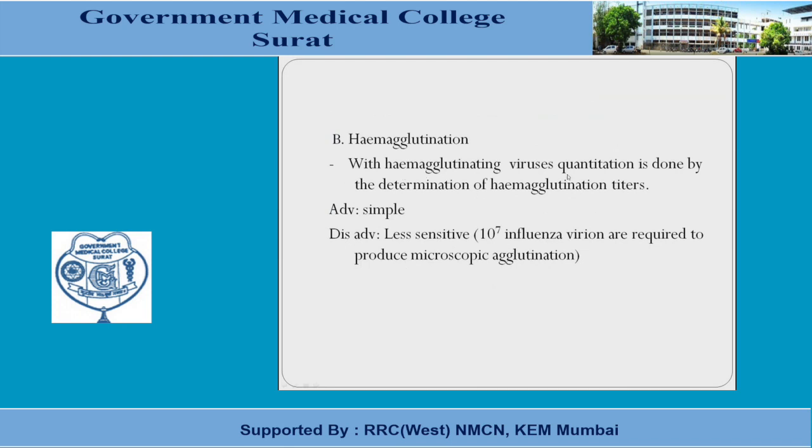With hemagglutination, virus quantitation is done by determination of the hemagglutination titer. The advantage is that it is a very simple technique, and the disadvantage is that it is less sensitive. 10^7 influenza virions are required to produce microscopic agglutination.